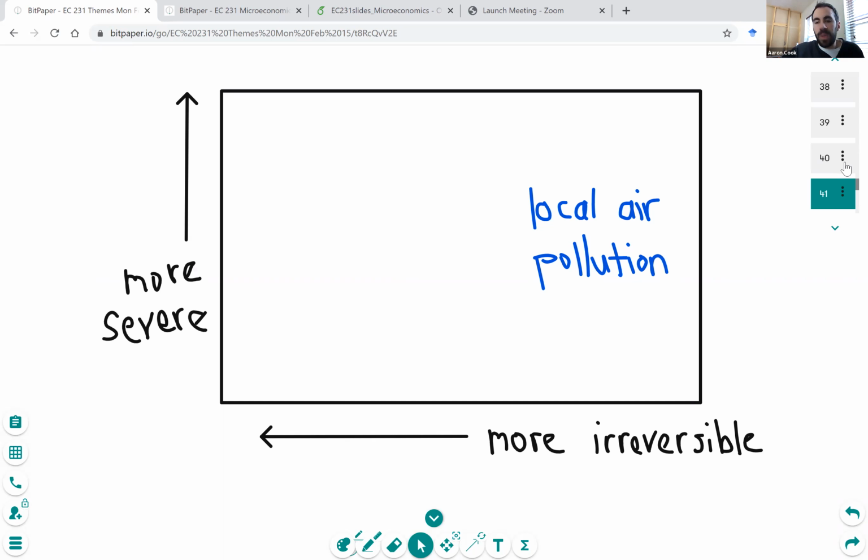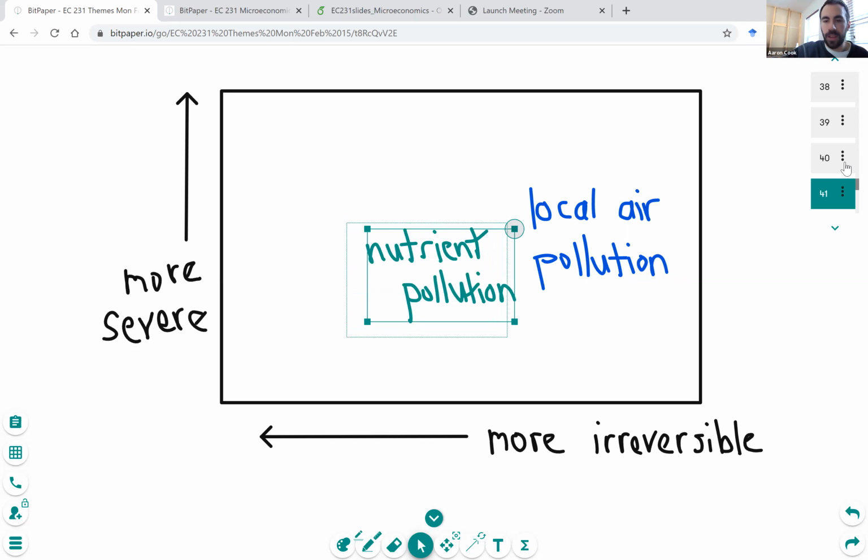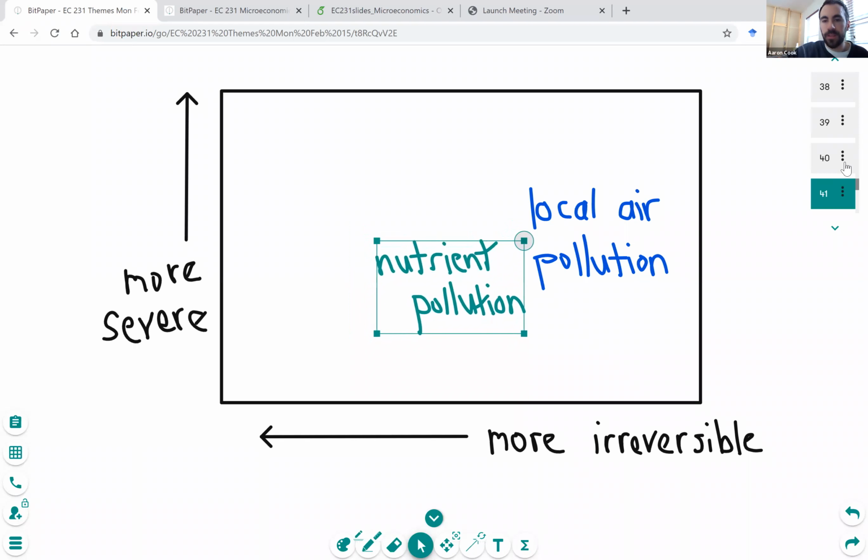A type of pollution that might be roughly as severe as local air pollution, but perhaps less reversible, would be nutrient pollution. In fact, it might not be as severe as local air pollution because nutrient pollution doesn't affect people's health directly as much as local air pollution. So we might even bump that down a little bit relative to local air pollution. But nutrient pollution is something that persists a little bit more in the environment. Nutrients like nitrogen and phosphorus run off agricultural fields and come out of wastewater treatment plants and end up in lakes and streams and bays.